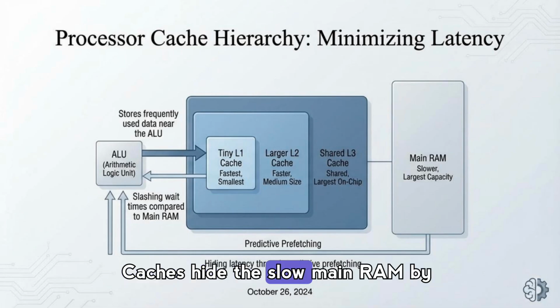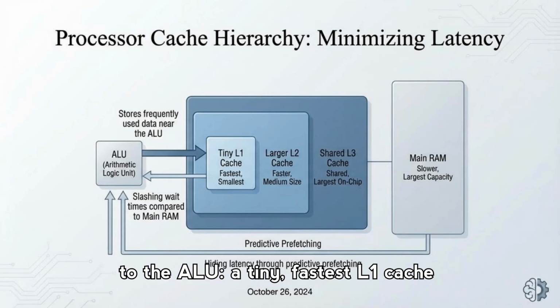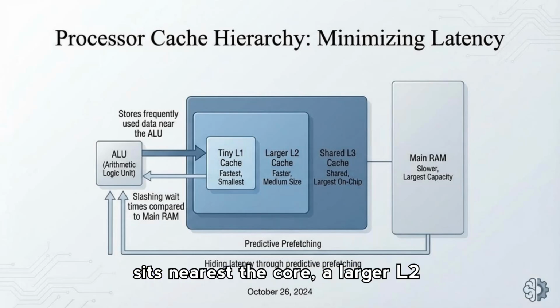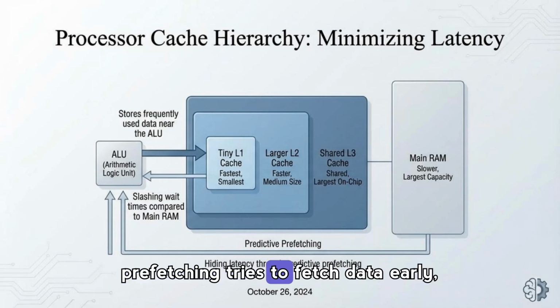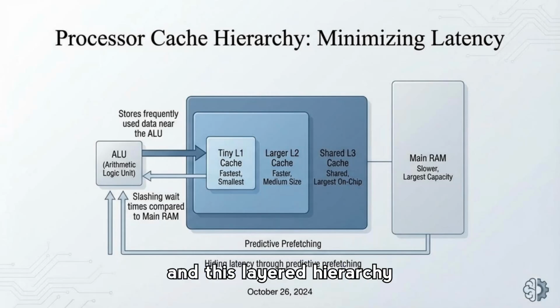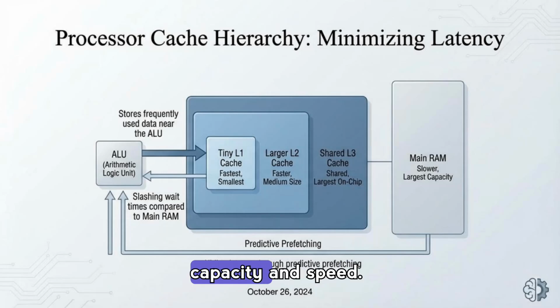Caches hide the slow main RAM by keeping frequently used data close to the ALU. A tiny fastest L1 cache sits nearest the core. A larger L2 serves the core, and a shared L3 provides on-chip capacity for multiple cores. Predictive prefetching tries to fetch data early, and this layered hierarchy minimizes latency while balancing capacity and speed.